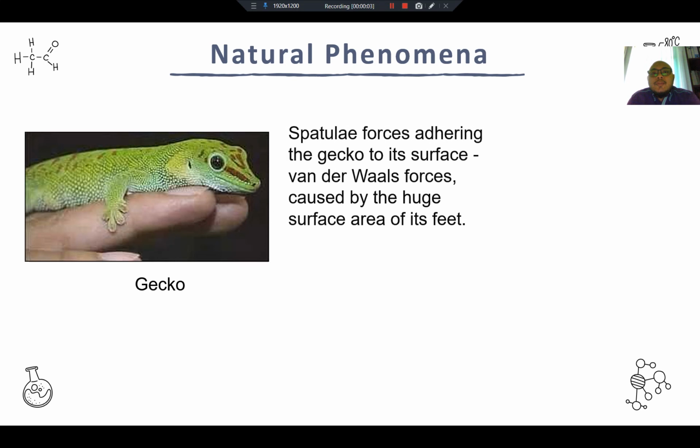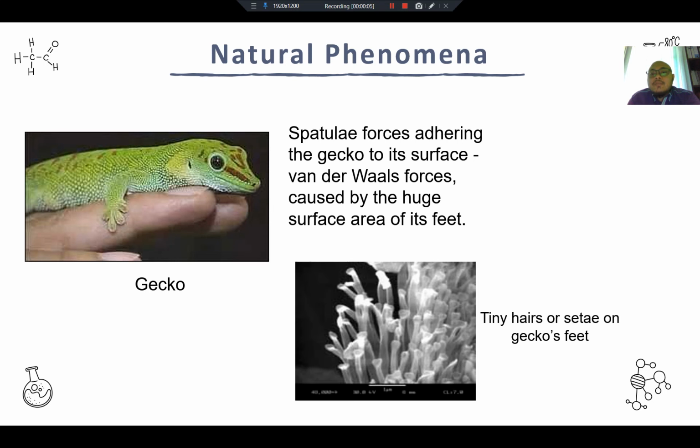Okay, so now let's look at a natural phenomenon of the van der Waals interaction. Here is the gecko. I hate lizards, whatever type of lizards. I hate them really much. But do you know how they actually stick themselves to the walls? It's because they have van der Waals attraction that they can apply.